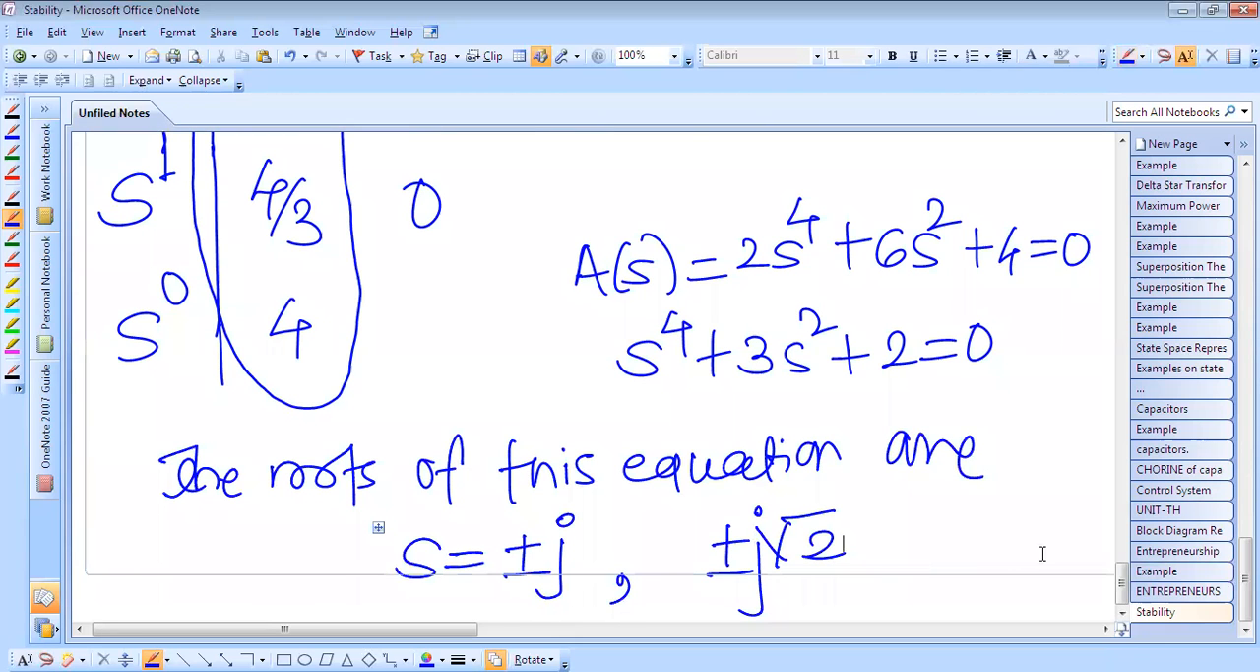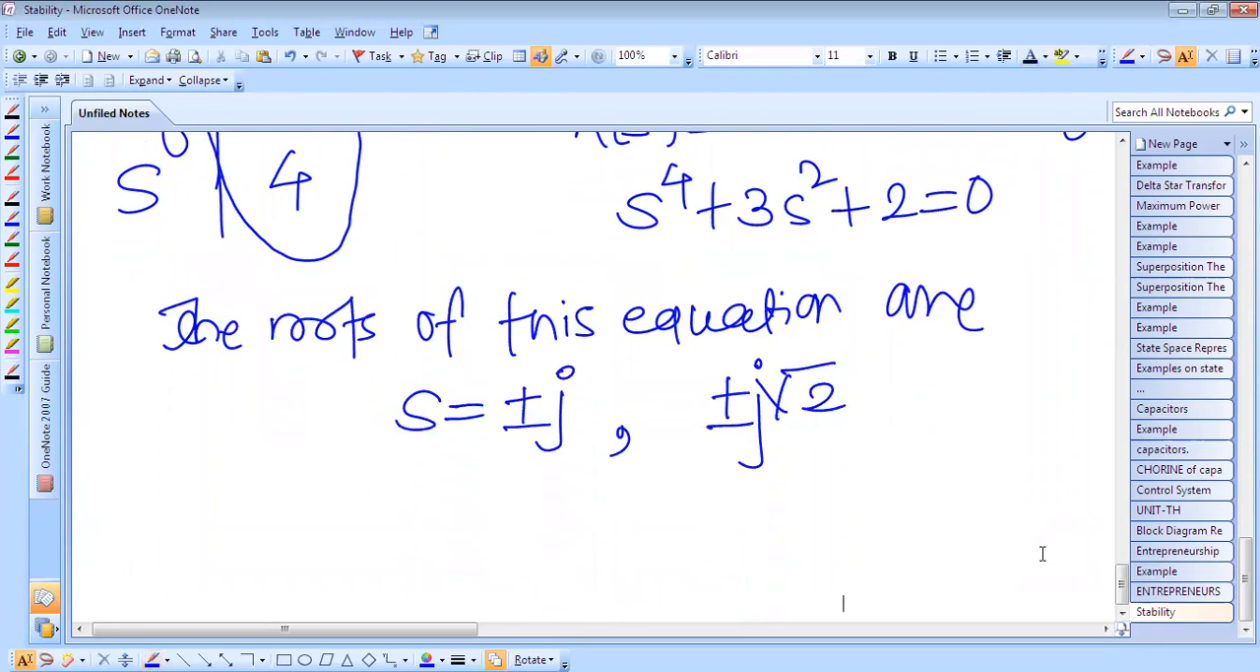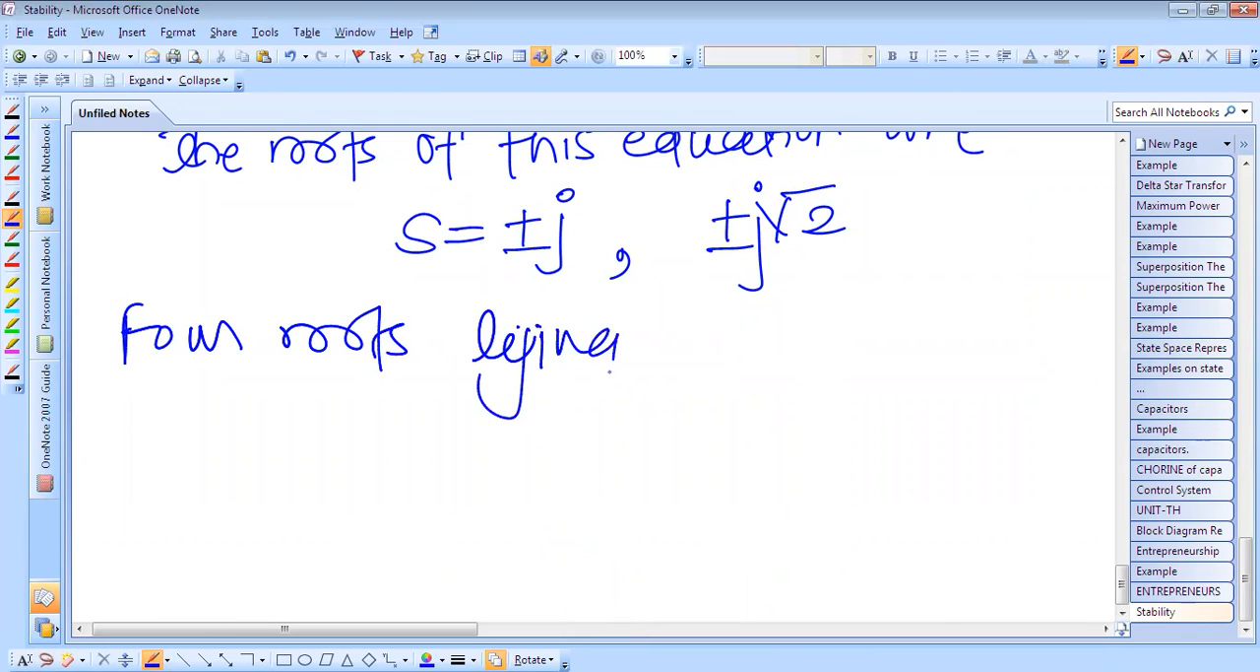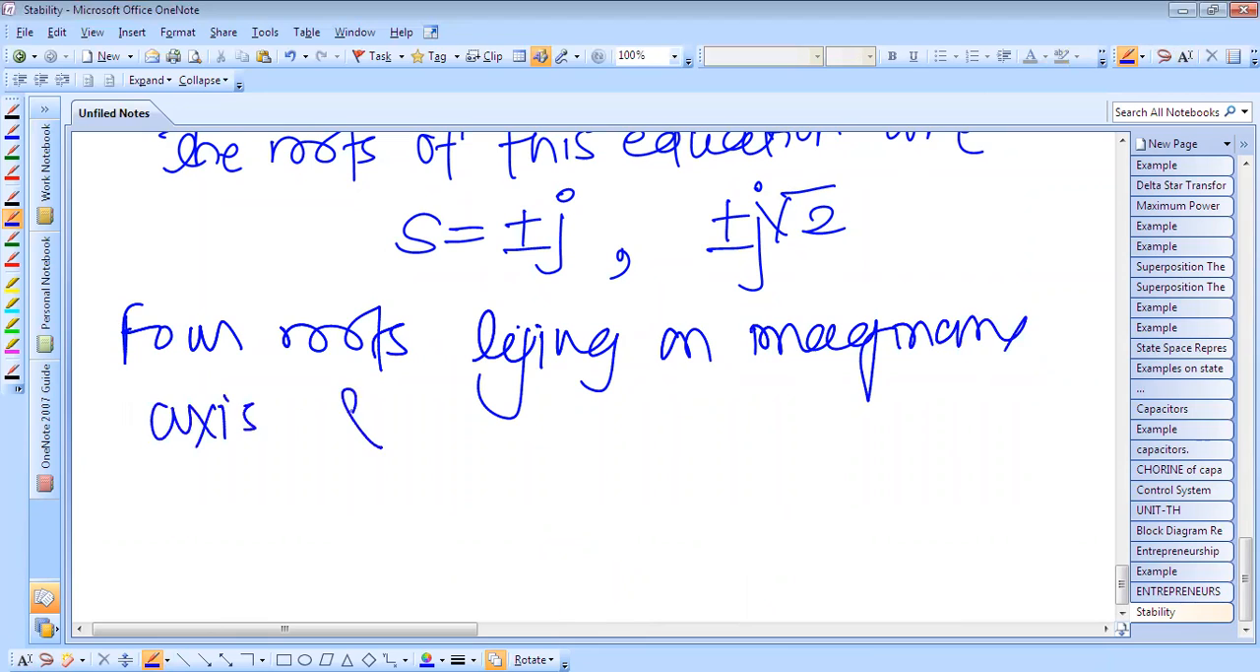Okay, this is 4 roots, they are lying on the imaginary axis. Therefore, we can conclude that the 4 roots are lying on imaginary axis, and hence system is limitedly stable.